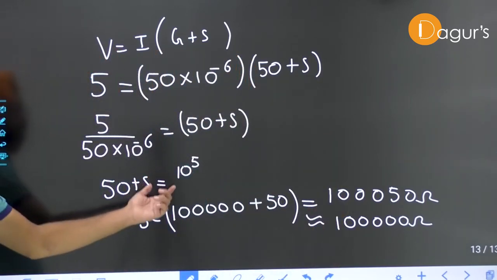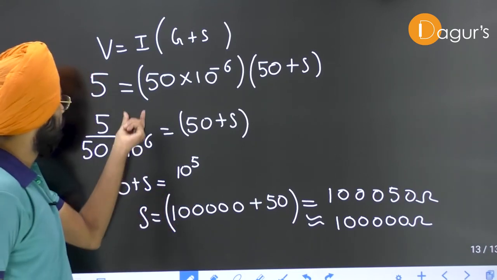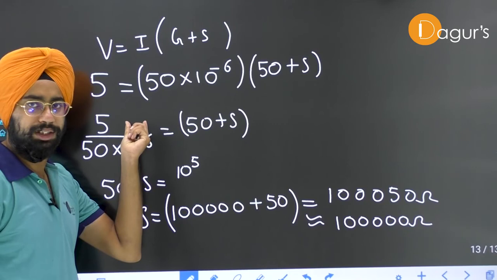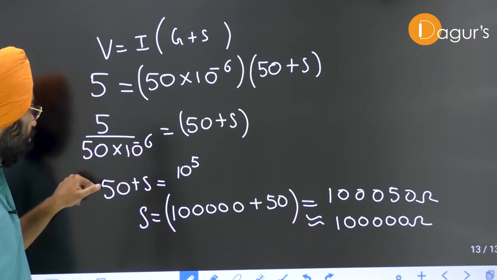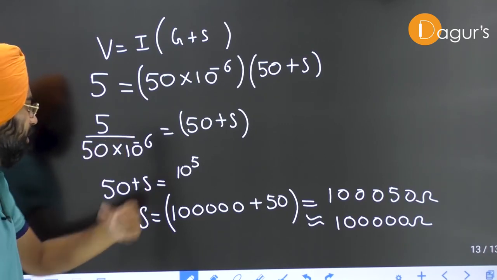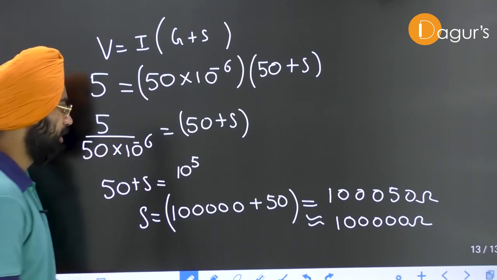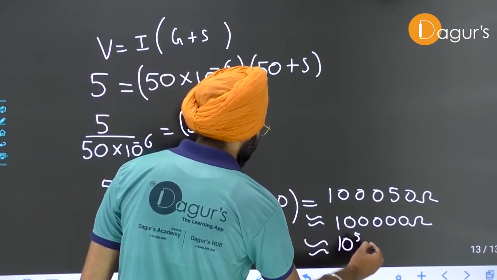Now, how is this 10 to the power 5 becoming? You see, 10 to the power 6 is coming in the numerator, and 5 by 50 is 1 upon 10, and from 10 to the power 6 one power is cancelling, that is why it is becoming 10 to the power 5. So, you can approximately write this as 10 to the power 5 ohm.